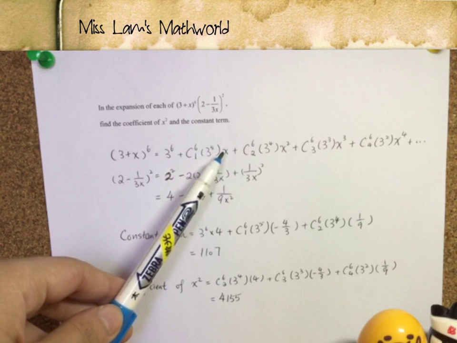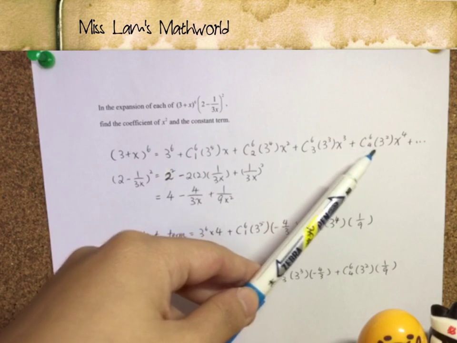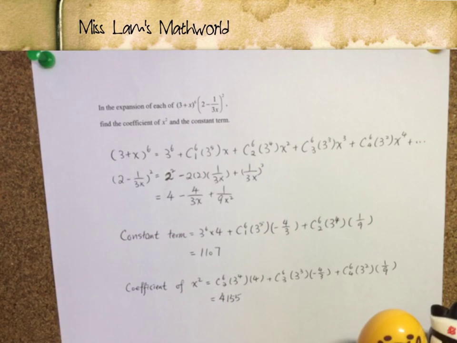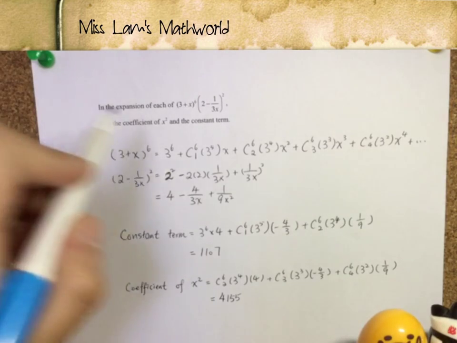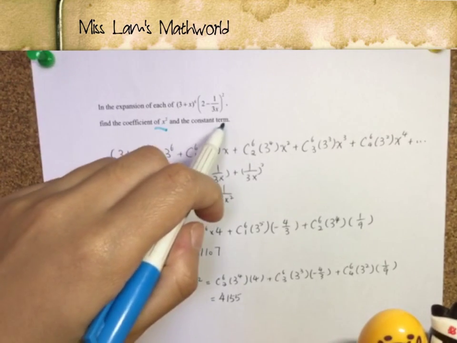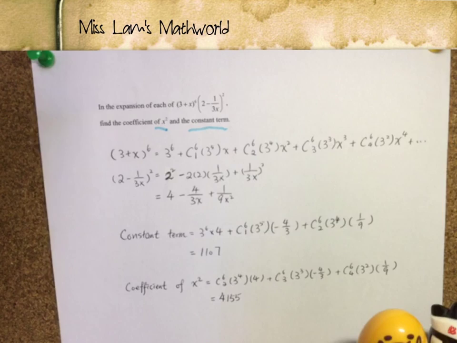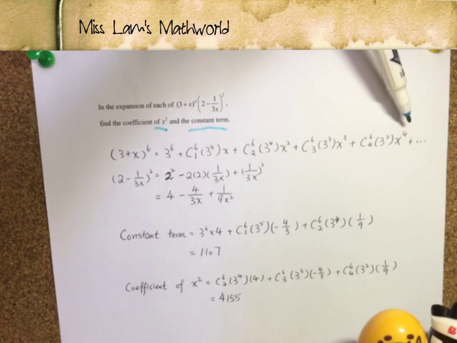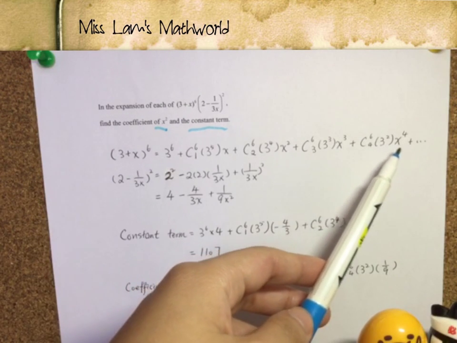In the ascending order of x, so we have x squared, x to the power 3, and x to the power 4. And in fact, we have no need to expand all the terms here. Do you know why? Because we are finding the coefficient of x squared and also the constant term. For the x squared, it means that we have x to the power 4 divided by the largest power in the denominator, that means x squared. So that's why we can stop expanding this at x to the power 4.